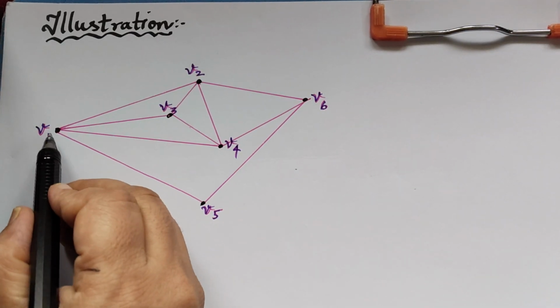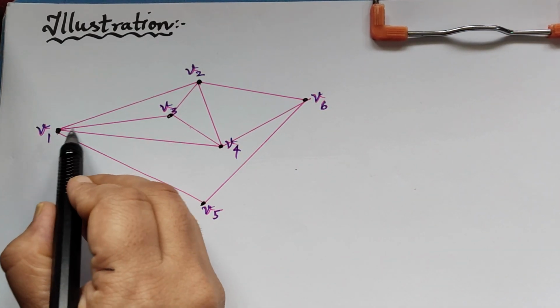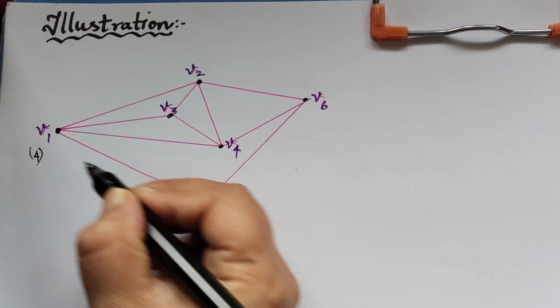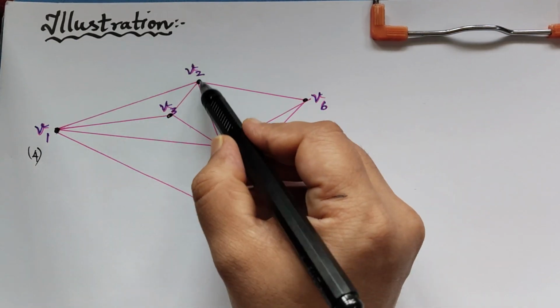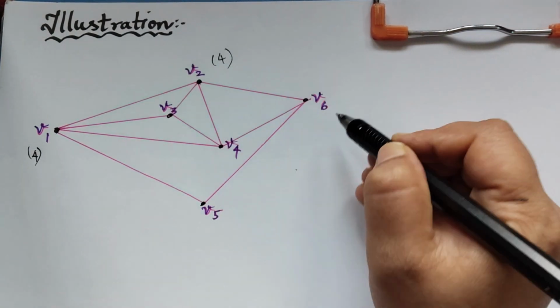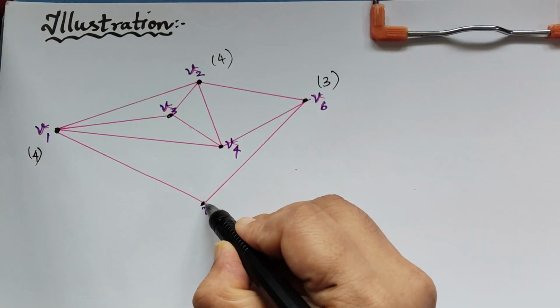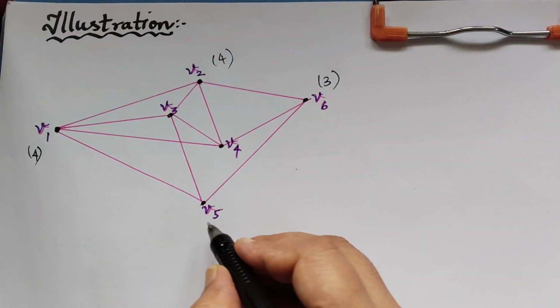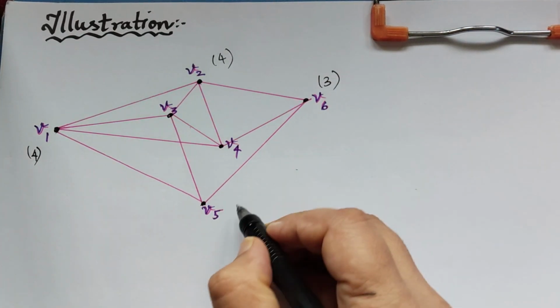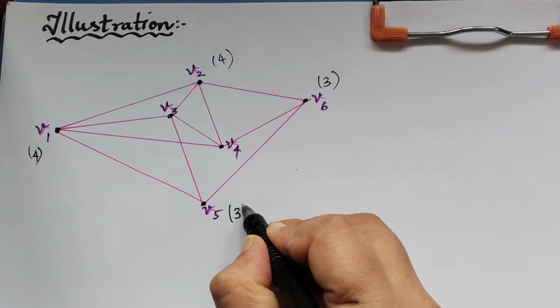If you see the vertex v1, what is the degree? 1, 2, 3, 4. The degree of this vertex is 4. And the degree of vertex v6 is 1, 2, 3. And here we have the degree of vertex v5. I have drawn this line, so it is 3 minimally.